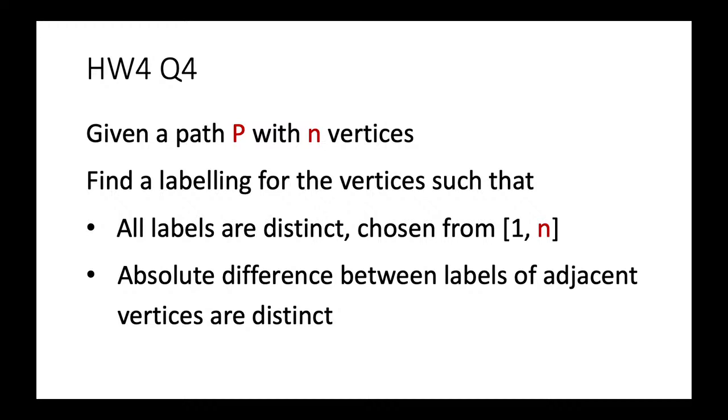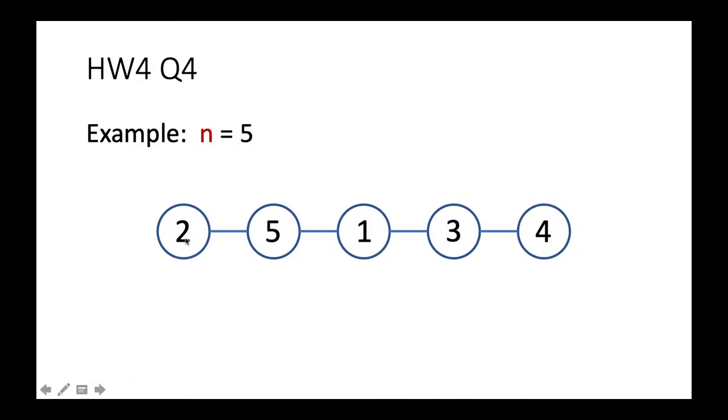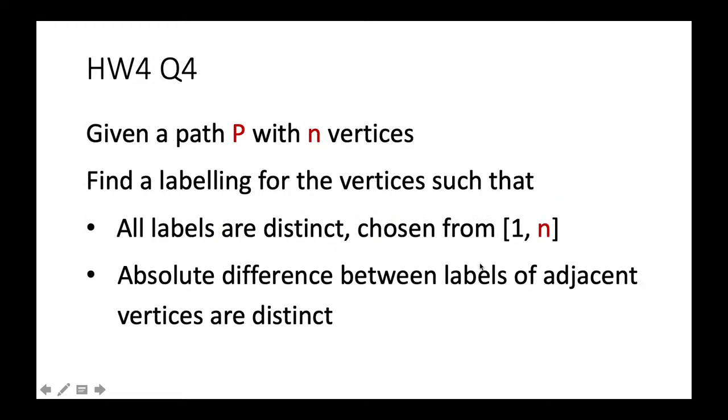So what does that mean? I have an example for you. Suppose that n is equal to 5. We have a path. This path has 5 vertices. Now, we are going to give a label to each vertex. So this one is a 2, this one is 5, 1, 3, 4. And after this labeling, we can check the differences between adjacent vertices. The differences are 3, 4, 2, and 1. They are all different. So we are done. This is a labeling that is okay for this path.